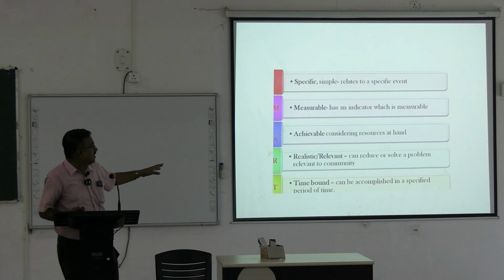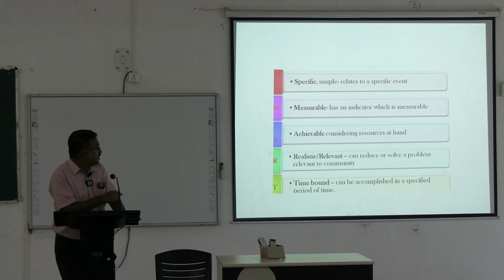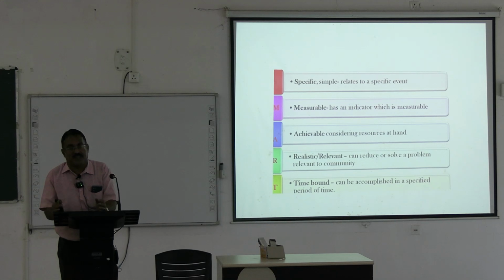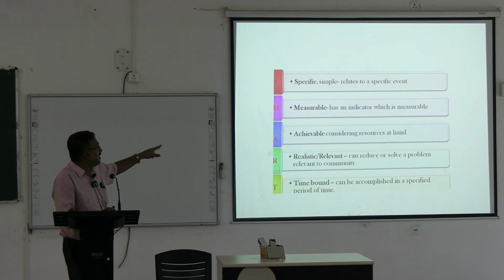Then realistic, relevant. It can reduce or solve a problem relevant to community. And the last one is time bound. It can be done within a specific time period. This is called SMART objective. Each one is important. S for specific, simple. M for measurable. A for achievable. R for realistic or relevant. And T is time bound. SMART objective.